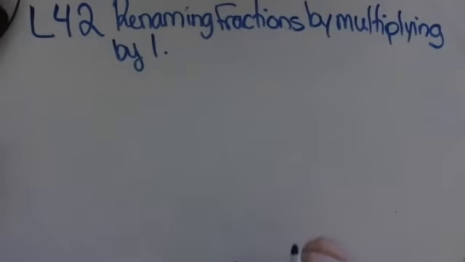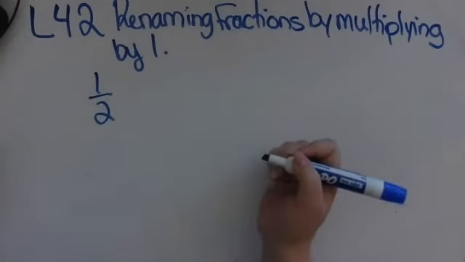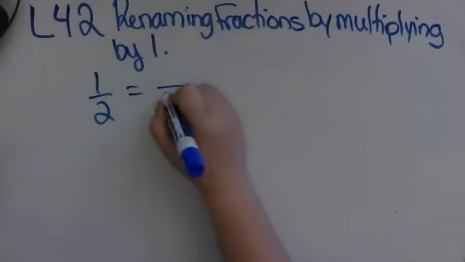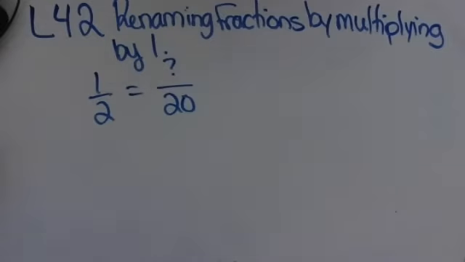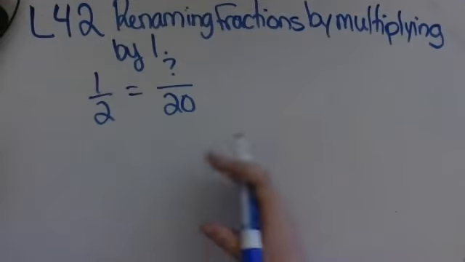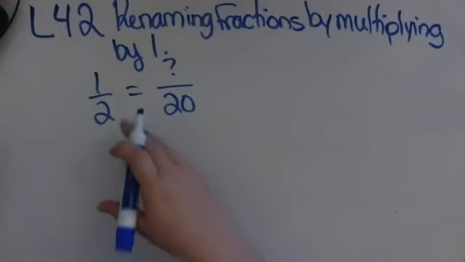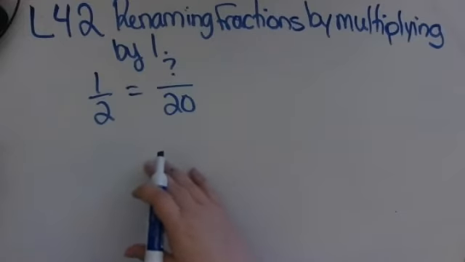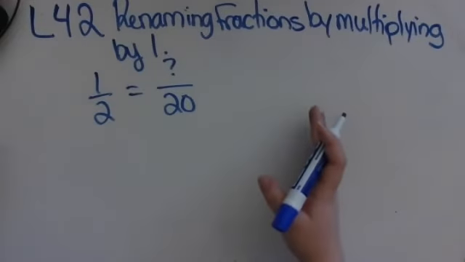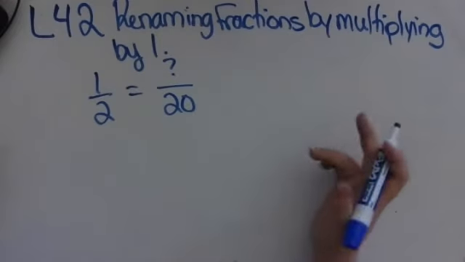Okay, so your first question is write a fraction equal to half, but that has a denominator of 20. So we have no idea what that numerator is. How we do this is we multiply both top and the bottom by the same number, just like we do when we're reducing. When you're reducing, you divide both the numerator and the denominator by the same number. When you are finding equivalent fractions, you are timesing the top and the bottom by the same number.